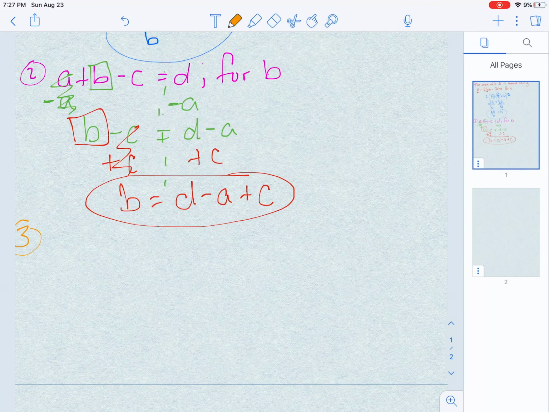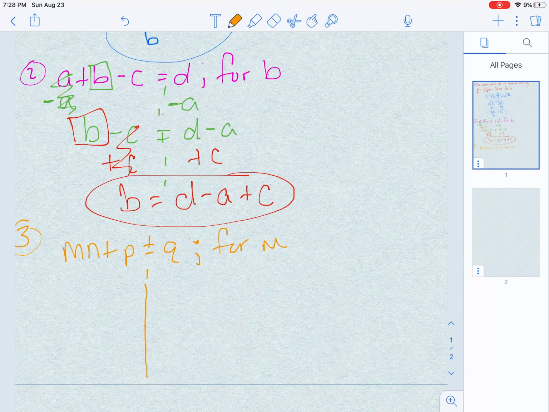Let's do mn plus p equals q, and we're going to solve for m. Okay? So this would be just like our two-step equations that we did. Exact same process as those. There's just a bunch of crazy variables in here.